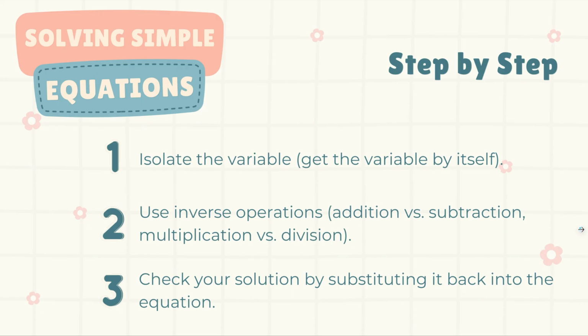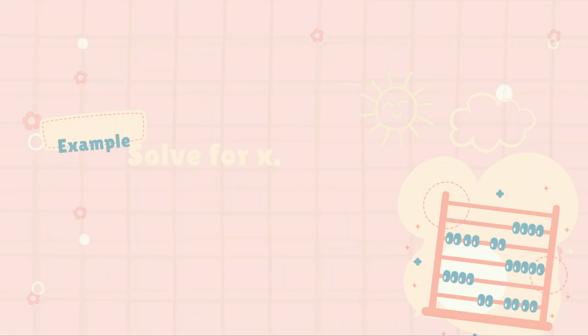When you're solving simple equations, there are step-by-step rules that you should follow. Number one, you have to isolate the variable or get the variable all by itself. To do this, you use inverse operations. So if you see addition, that means you're going to use subtraction. If you see multiplication, you're going to use division. I'll show you what I mean by that in a moment. Then you're going to check your solution by substituting it back into the equation.